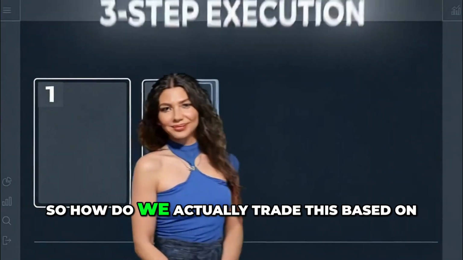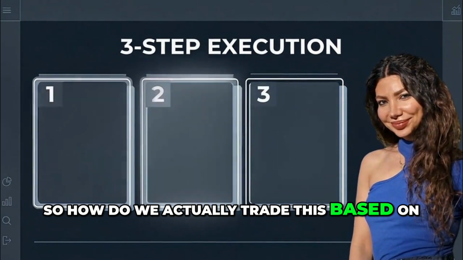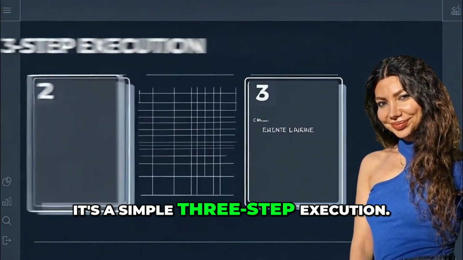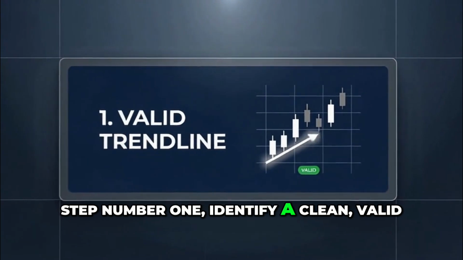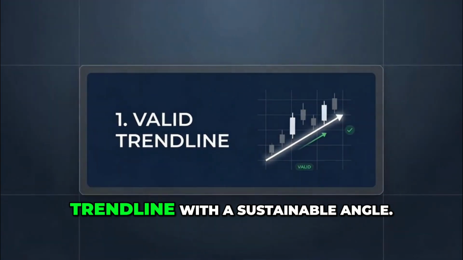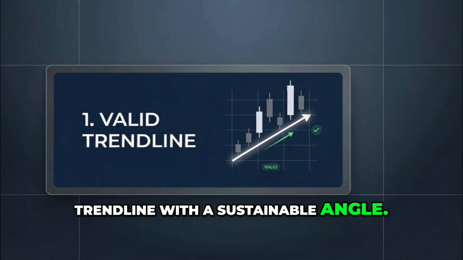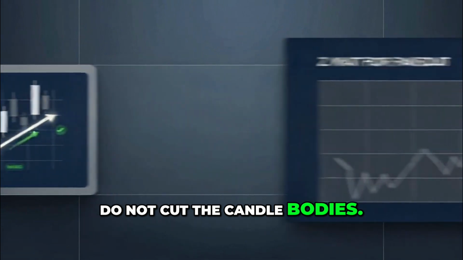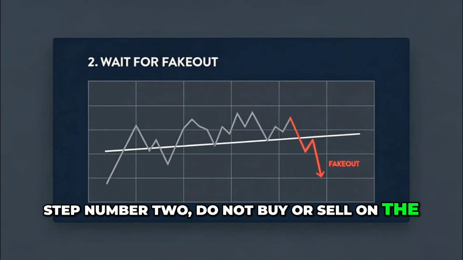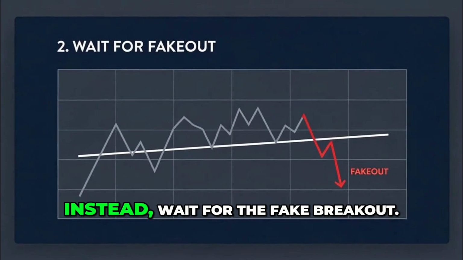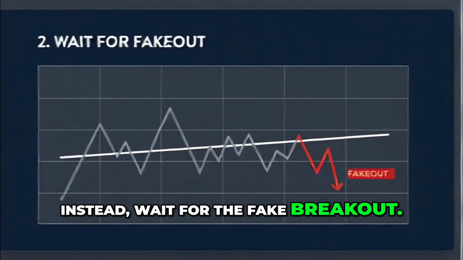So, how do we actually trade this based on this data? It's a simple 3-step execution. Step number 1, identify a clean, valid trend line with a sustainable angle. Do not cut the candle bodies. Step number 2, do not buy or sell on regular touches. Instead, wait for the fake breakout.